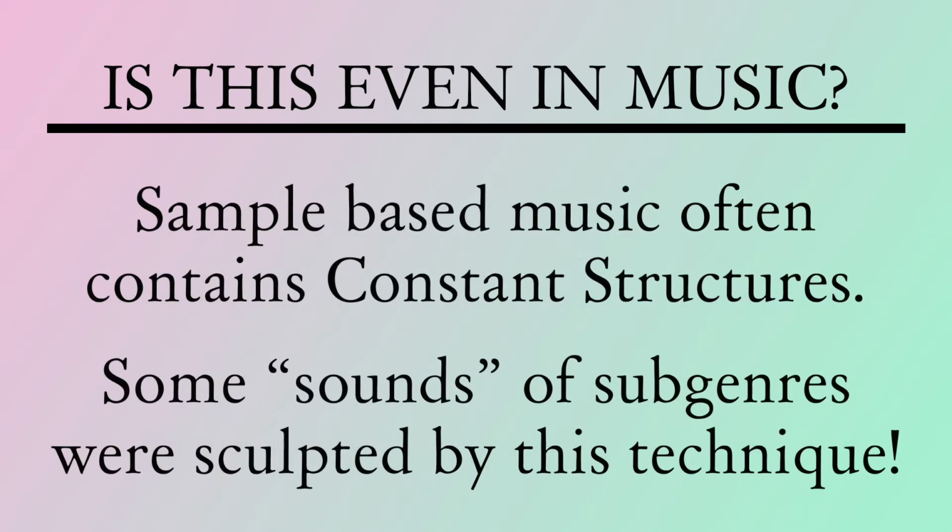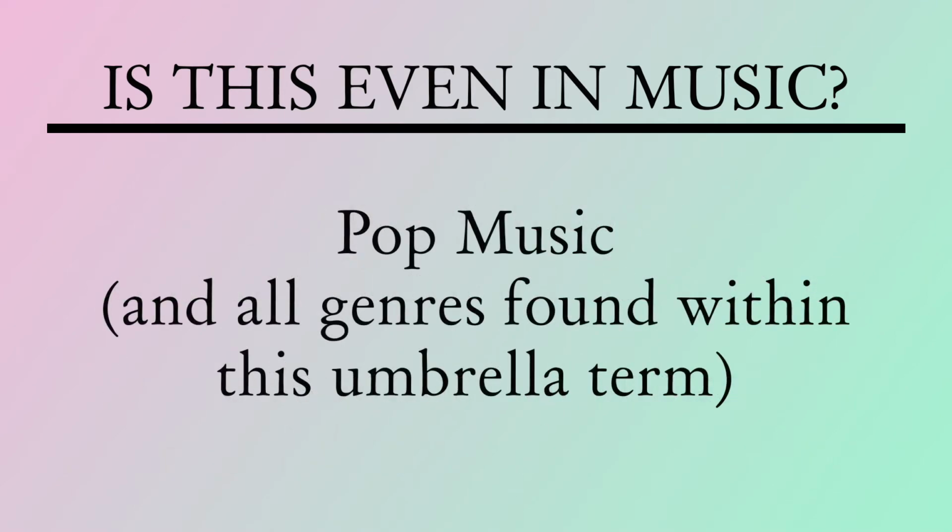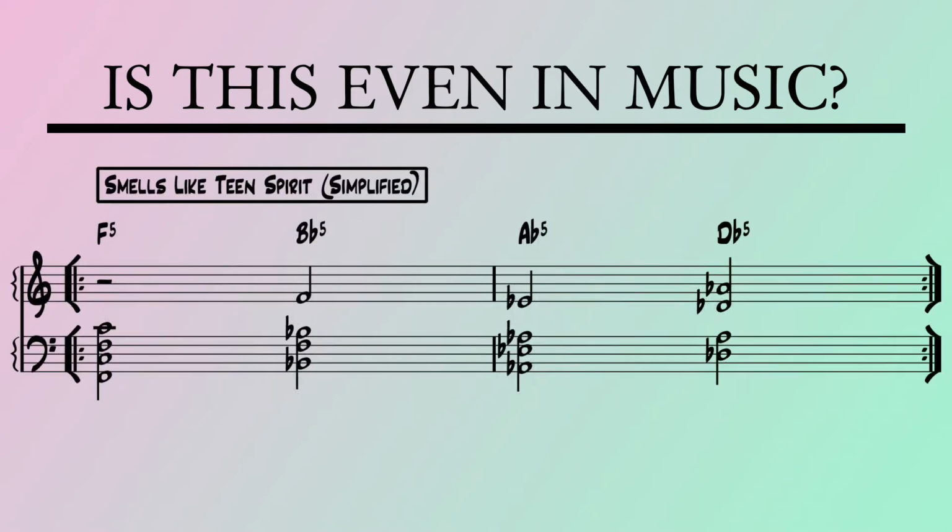Any sample-based genre of music is often full of constant structures due to the nature of, well, sampling. You probably have even been hearing this technique put to use in your favorite pop charts, such as the extremely common power chord or 5 chord, which is a voicing built with only the root and 5th, lacking any defining 3rd, and is often used in parallel sequences. A great example of this would be the iconic Smells Like Teen Spirit by Nirvana.